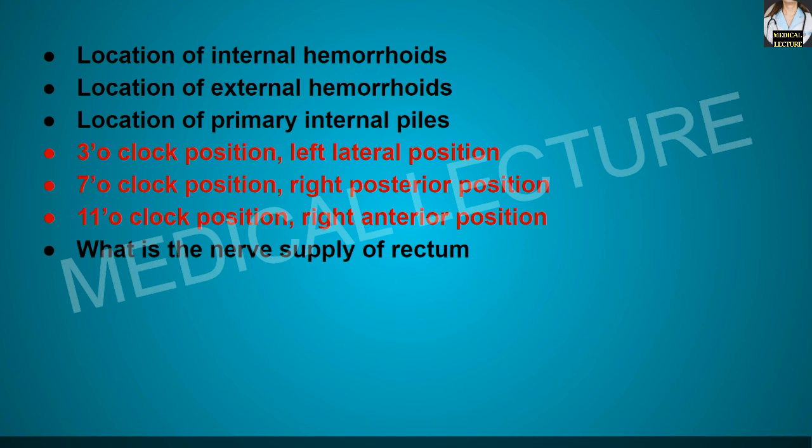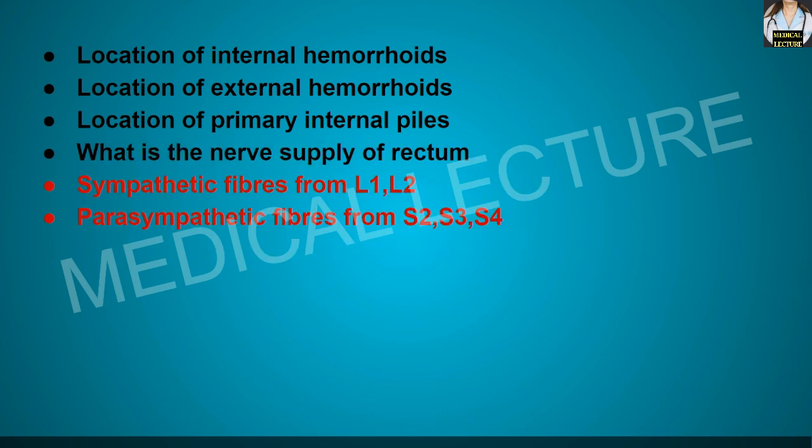So these three positions, that means the 3 o'clock, 7 o'clock and 11 o'clock positions, are the location of the primary internal piles. What is the nerve supply of the rectum? So sympathetic fibers from L1, L2 and parasympathetic fibers from S2, S3, S4 are the nerve supply of the rectum.